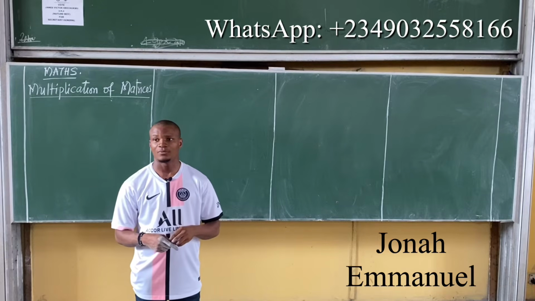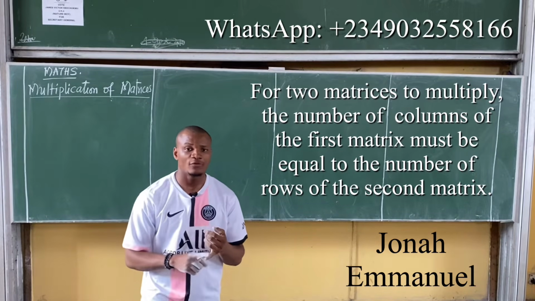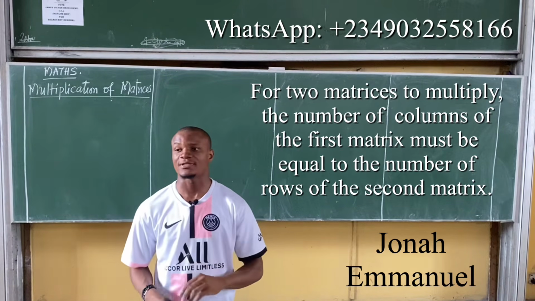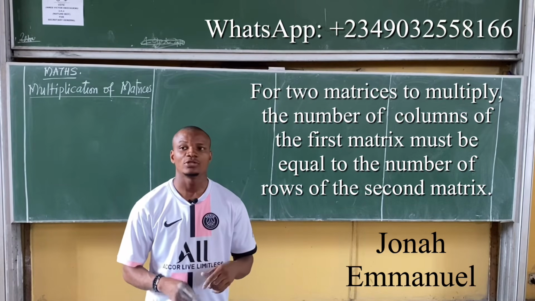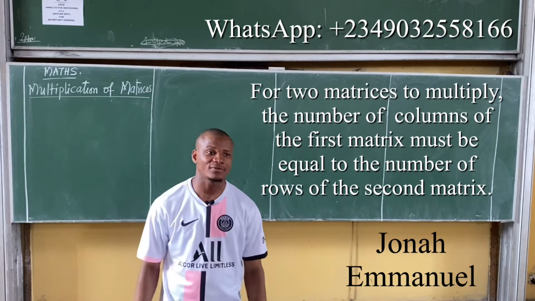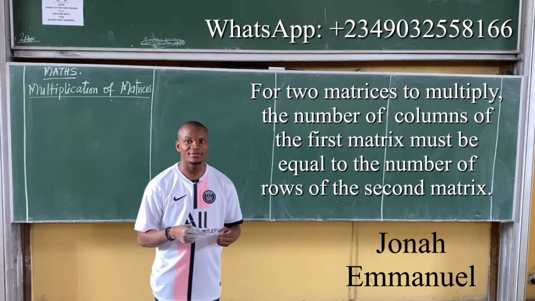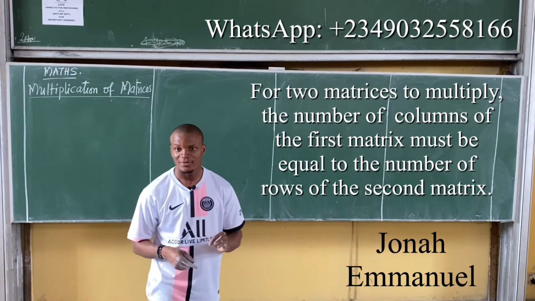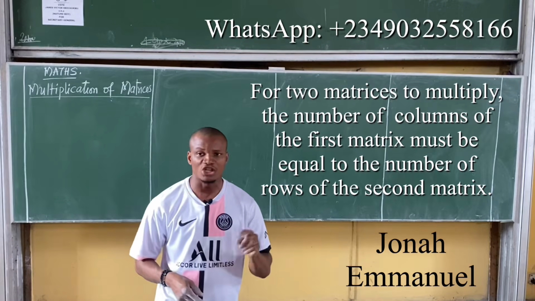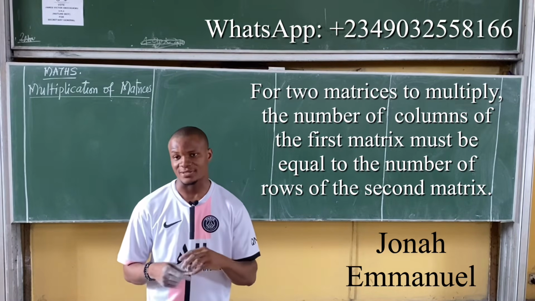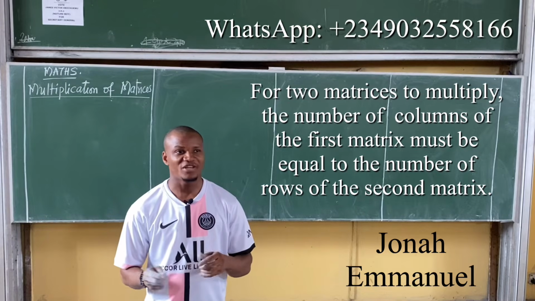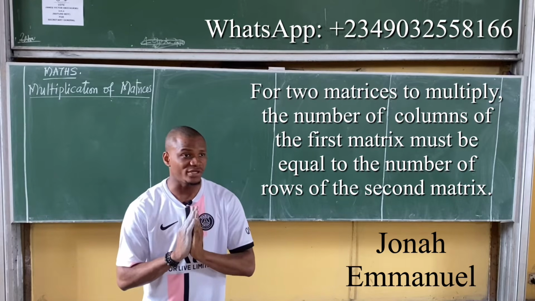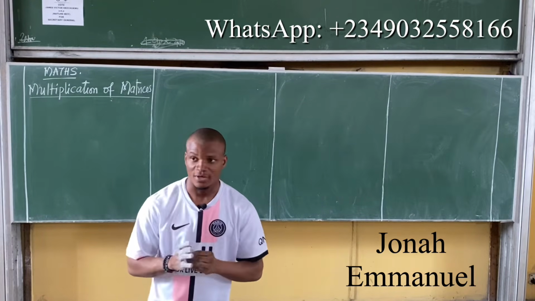Take down this. For two matrices to multiply, the number of columns of the first matrix must be equal to the number of rows of the second matrix. So the idea of saying they must be of the same dimension only works for addition and subtraction. When it comes to multiplication, the idea changes.